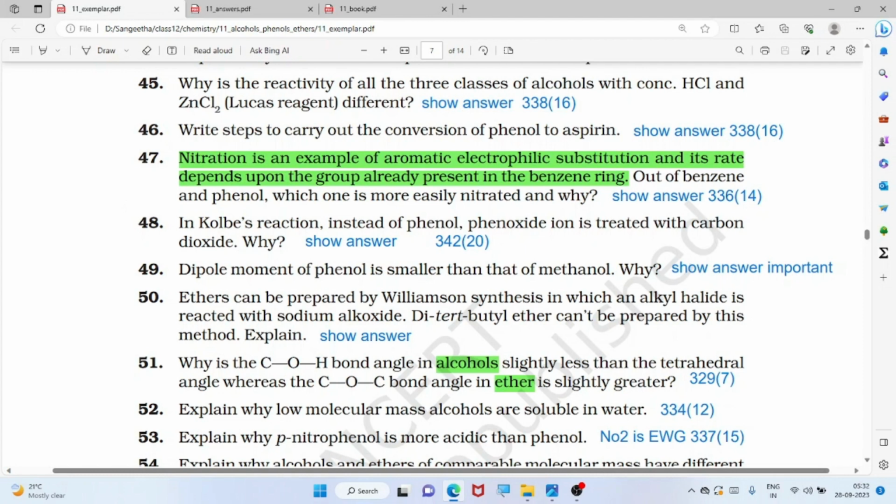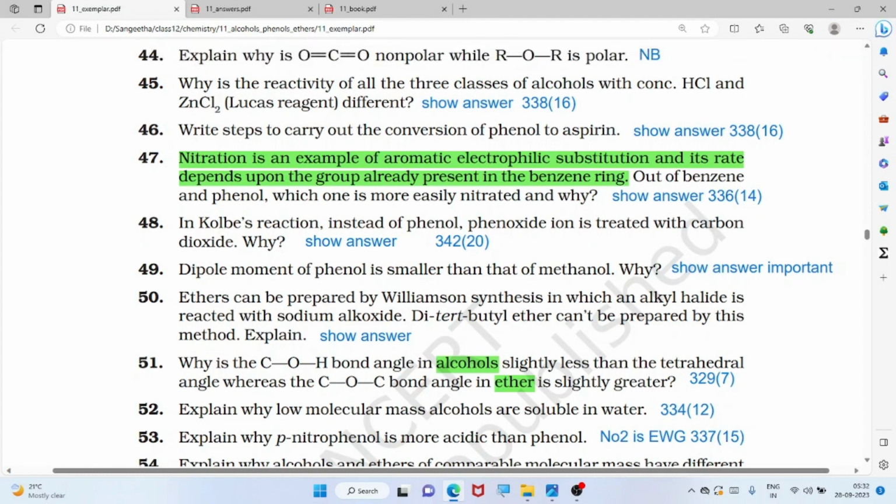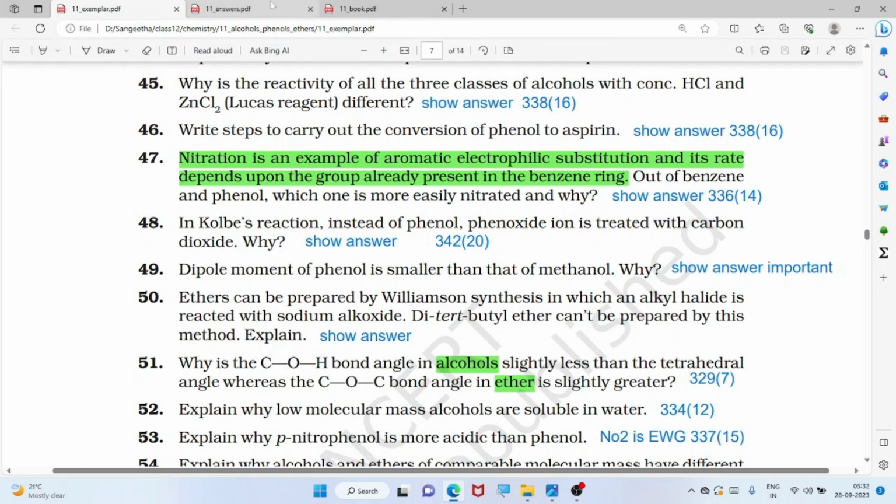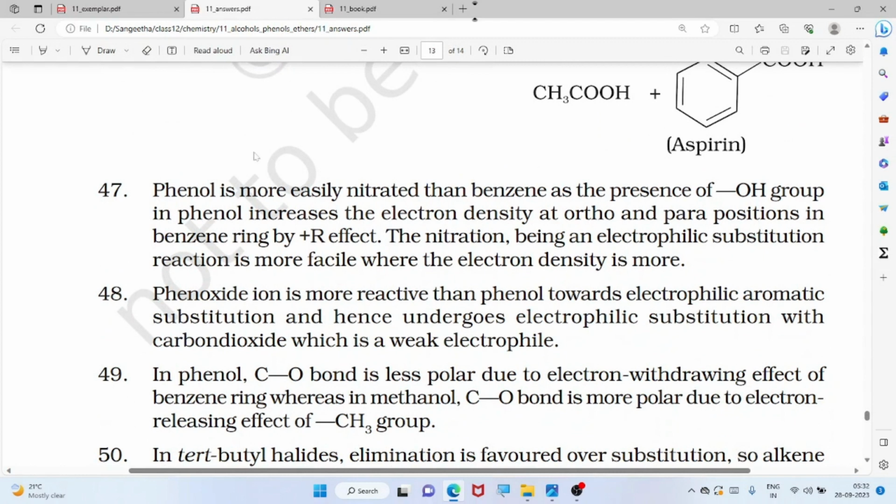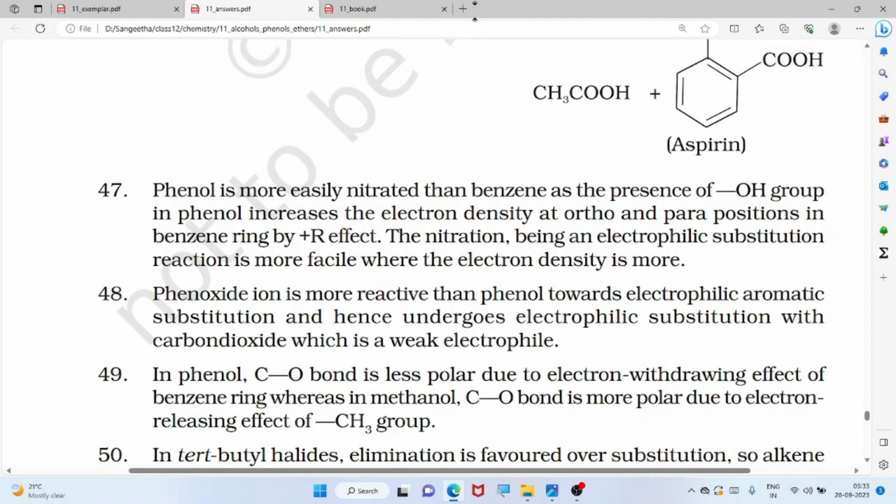Nitration is an example of aromatic electrophilic substitution, and its rate depends on the group already present in the benzene ring. Out of benzene and phenol, which one is more easily nitrated? Why? Phenol is more easily nitrated than benzene. The presence of the OH group in phenol increases the electron density at the ortho and para positions of the benzene ring due to the plus R effect. Nitration being an electrophilic substitution is more favorable where electron density is more.